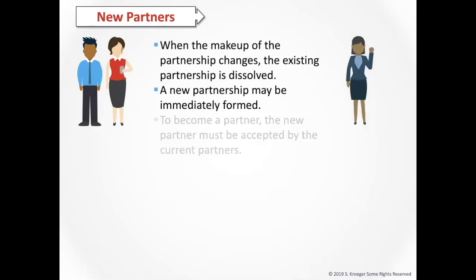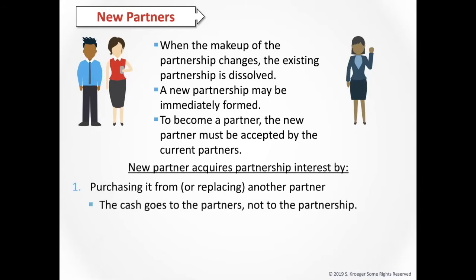When the makeup of a partnership changes, that is, the owners change, the existing partnership is dissolved and a new one is formed. Like I said, there are multiple ways to admit a new partner to the business. The first way we'll discuss is by replacing an old partner with the new one. The cash that's paid will go directly to the old partner that's leaving. No cash is going to be passed through the business.